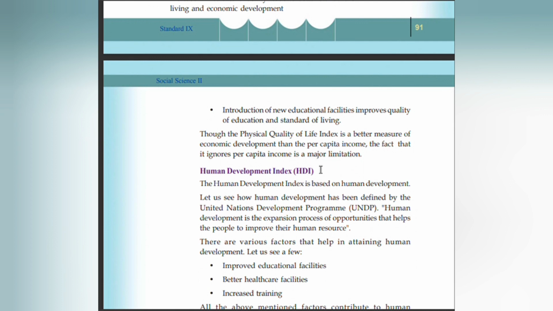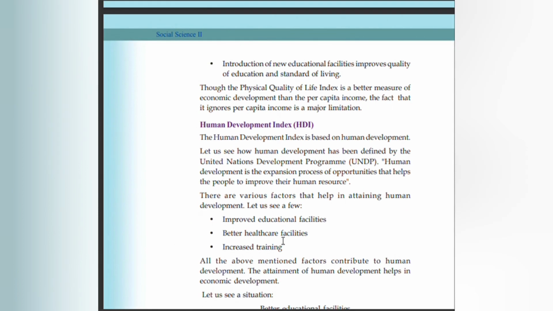Human Development Index (HDI). The Human Development Index is based on human development. Let us see how human development has been defined by the United Nations Development Programme (UNDP). Human development is the expansion process of opportunities that helps the people to improve their human resource. There are various factors that help in attaining human development: improved education facilities, better healthcare facilities, increased training. All the above mentioned factors contribute to human development.